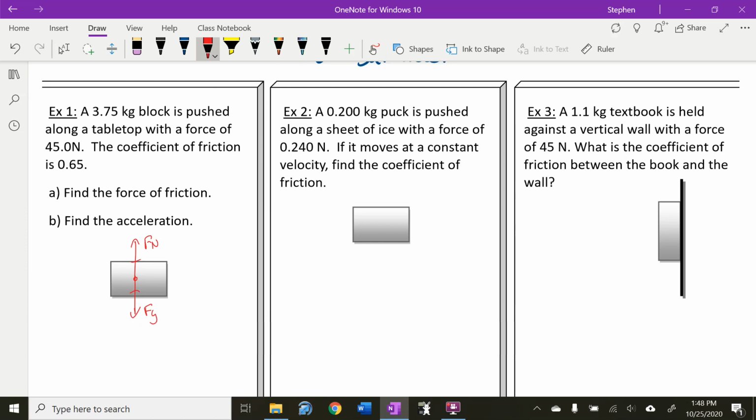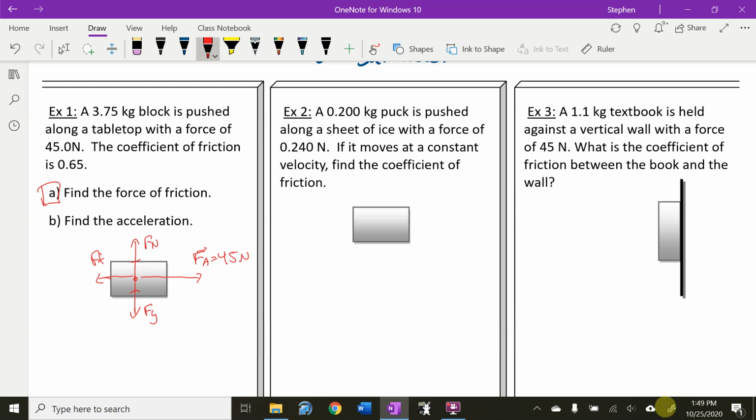Now, we want to find the force of friction. This is question A. So we know that there is going to be an applied force. It's being pushed along here with a force of 45 newtons. And we don't know what this force of friction here is going to be. But we do know that it seems like it's going to be accelerating. So what is the force of friction?